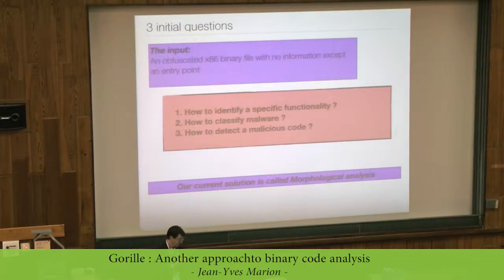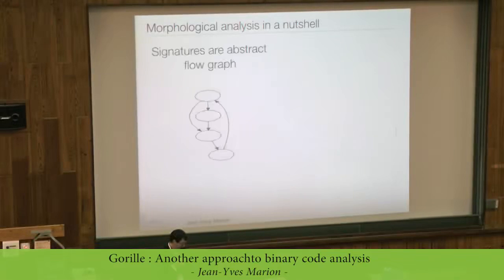And now with that, we try to answer these first three issues, which were to identify functions, to classify malware, and to detect malicious code. Very quickly, the basic idea, maybe the only idea to remember about morphological analysis, is on this slide. The idea is that now a signature is a graph, and this graph is an abstraction of the control flow graph. It's not the control flow graph of a malware. This makes no sense. It's just an abstraction, a kind of part.